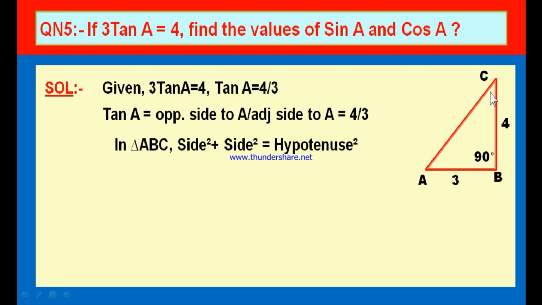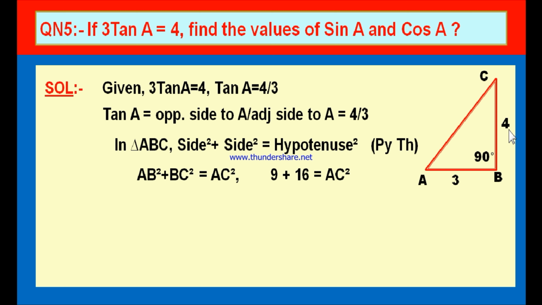Now, let us find the hypotenuse. In this right triangle ABC, we know the two sides. We have to find hypotenuse. Since we know the two sides and we have to find the hypotenuse, we should go to the Pythagoras theorem. In triangle ABC, side square plus side square is equal to hypotenuse square. AB square plus another side square BC square is equal to AC square. What is AB square? 3 square is 9 plus BC square.